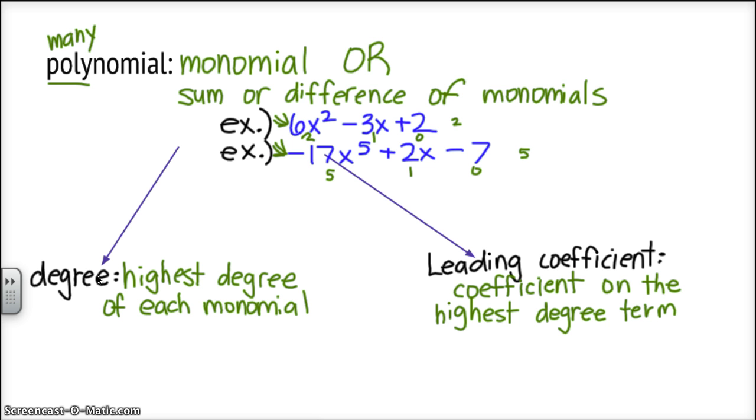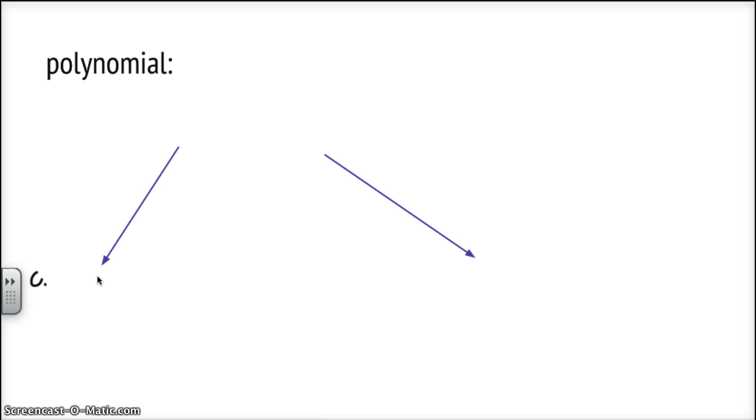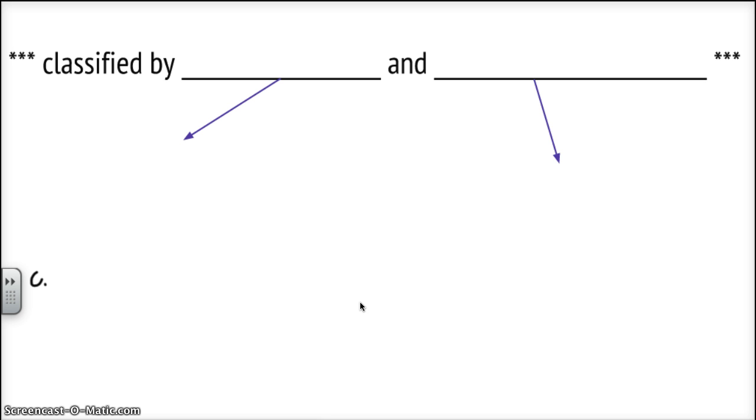Okay? Now, when we talk about polynomials, there are some ways we can classify them, and that's what I want to take a look at next real quick. We can classify polynomials two ways, and so they get two-word names, almost like a first name and a last name. They are classified by their degree, that word comes first, and their number of terms. That word comes second.